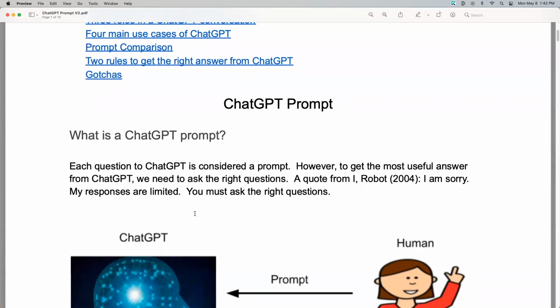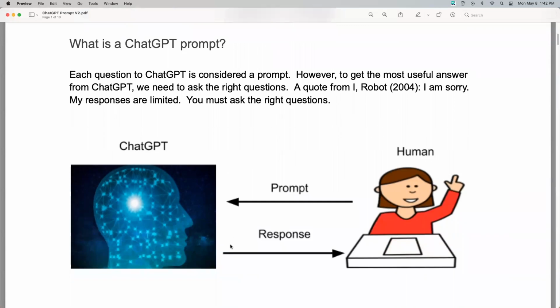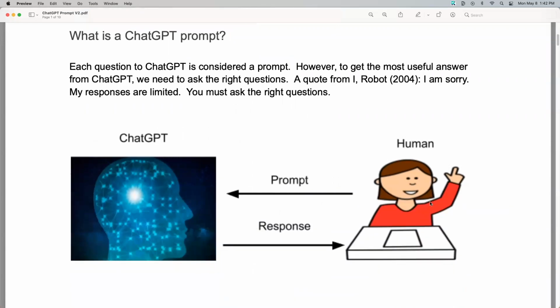There's a quote from the movie I, Robot. Professor Lanning, in the hologram, says, "I am sorry, my responses are limited. You must ask the right questions." So when we talk to ChatGPT, we need to ask the right questions. We also need to ask questions right. This is a diagram for a human raising a question to ChatGPT, and ChatGPT comes back and responds. A question is a prompt.